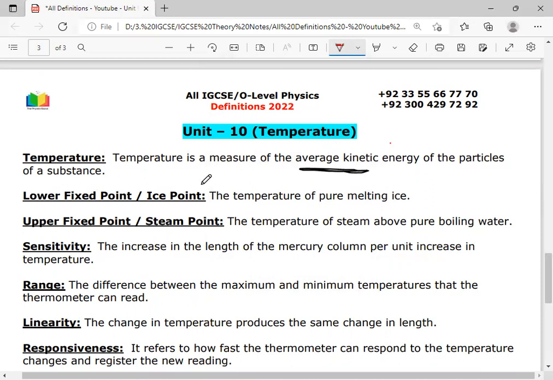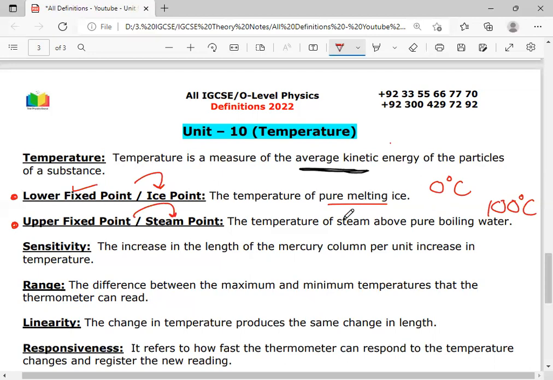A thermometer is a device which is used to measure temperature. In order to make a thermometer, we have to determine two fixed points, that is the lower fixed point, also called the ice point, and the upper fixed point, also called the steam point. The temperature of pure melting ice is called the lower fixed point, and generally it is 0 degrees Celsius, and the upper fixed point is the temperature of the steam above the pure boiling water, and generally its value is 100 degrees Celsius. So we will calibrate, or divide into equal divisions, between the lower fixed point and the upper fixed point.